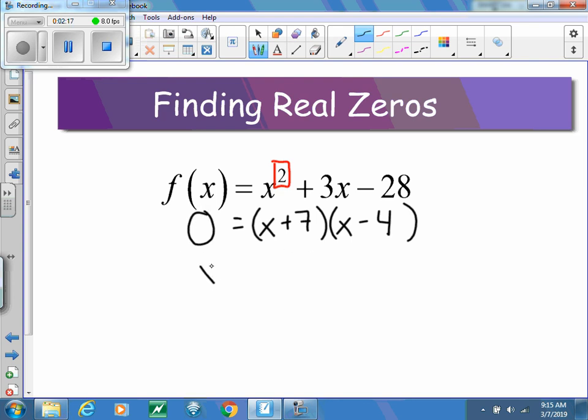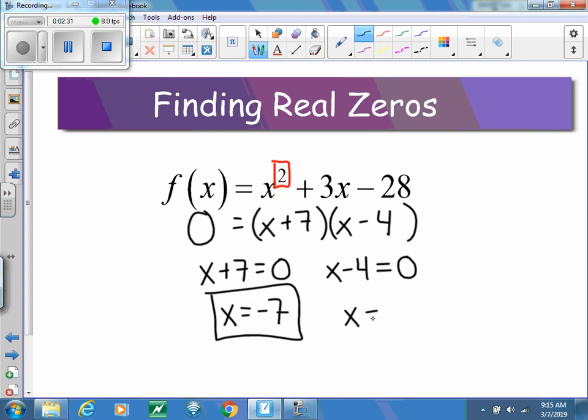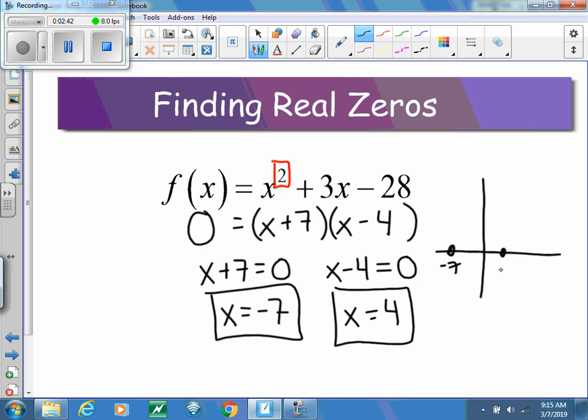So now I can use my zero product property. If x plus 7 is equal to 0, and x minus 4 is also equal to 0, subtracting 7 from both sides, x can equal negative 7, and x is equal to positive 4. And back to our chapter last time, if I was to graph this out, I have a solution at negative 7. I have a solution here at positive 4. And there's my parabola that we're looking for.